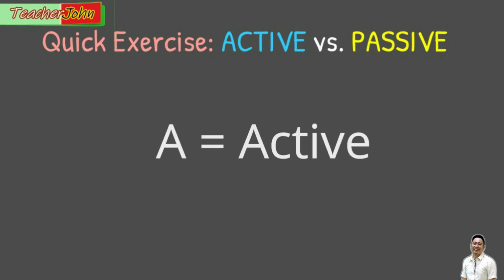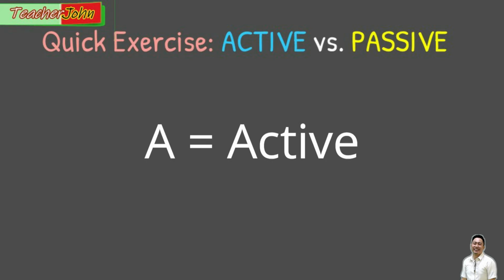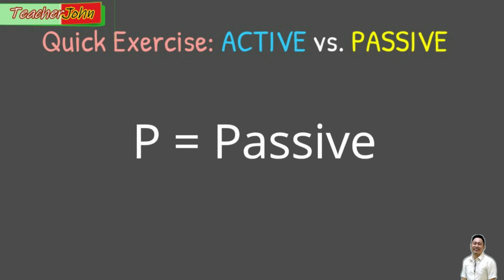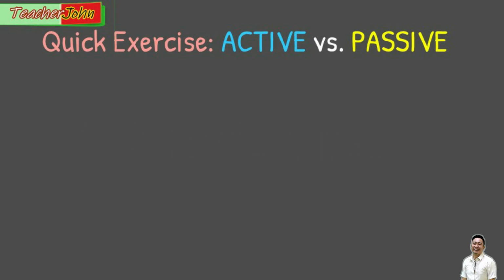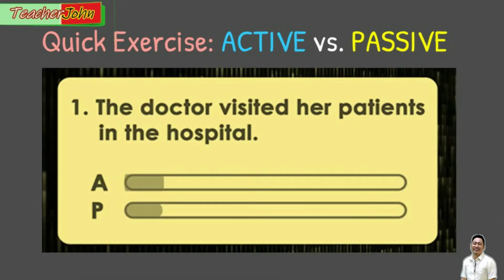Now, let us check if you can distinguish the active voice from passive voice by answering this task. Write A if the sentence is in its active voice, and P if in its passive voice. Write your answers on your paper. Let's begin. Number 1. The doctor visited her patients in the hospital.